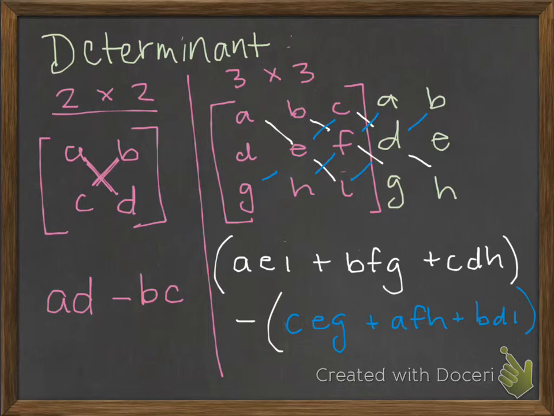So obviously you can see the 3 by 3s are much more involved. As long as you be careful and take your time, you should be okay with finding that value. So I'm going to show you how to do a 2 by 2 and a 3 by 3 with numbers.